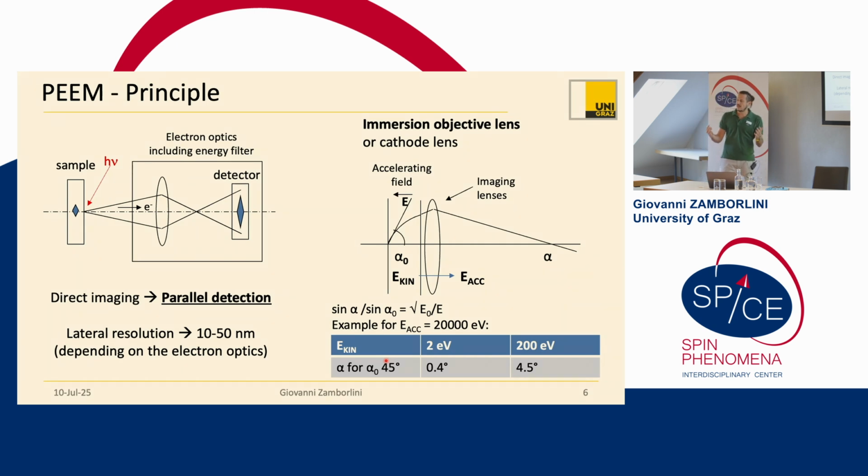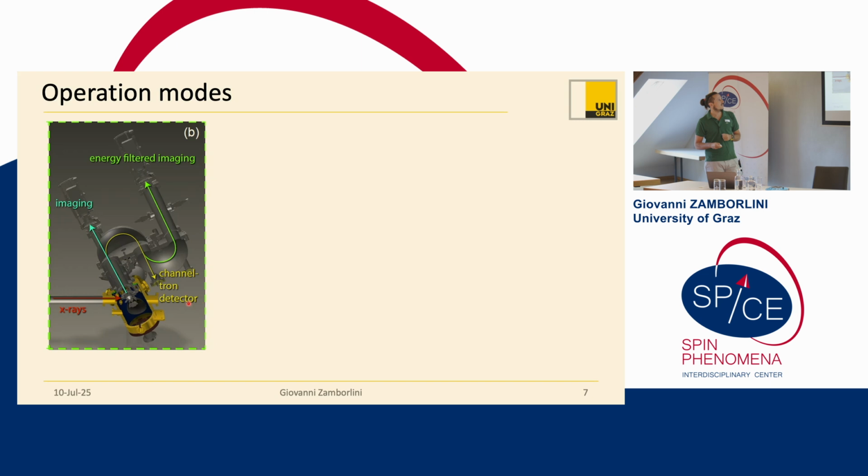But it's more like a camera, so you're really imaging something. And we can do it even with a decent lateral resolution, or let's say for the measurements that we have in mind, around 10 to 50 nanometers. There are a couple of types of these instruments.